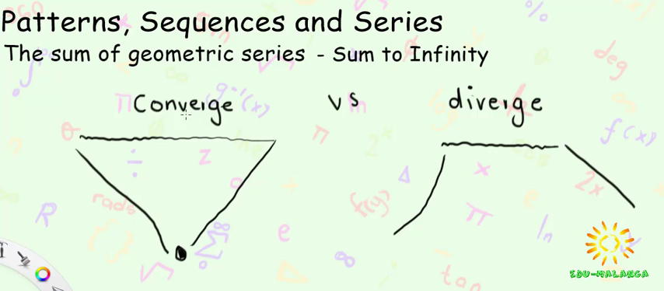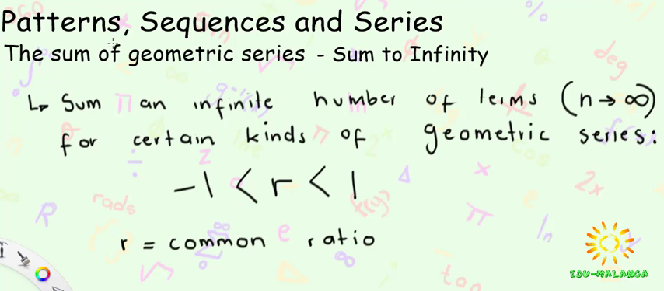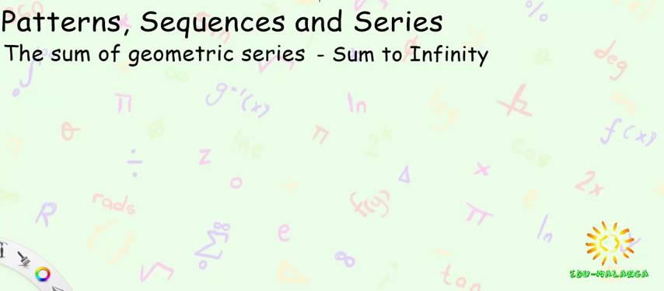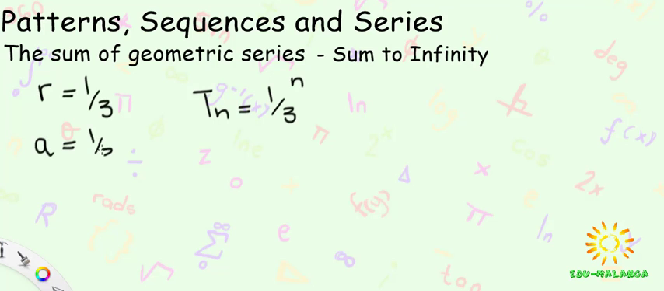You get a series that is converging when you have the common ratio between -1 and +1. Let's start by looking at an example where our common ratio is 1/3. R is equal to 1/3. We'll look at a series again, which basically has Tn is equal to 1/3 to the power of n, meaning that our first term A is also equal to 1/3.